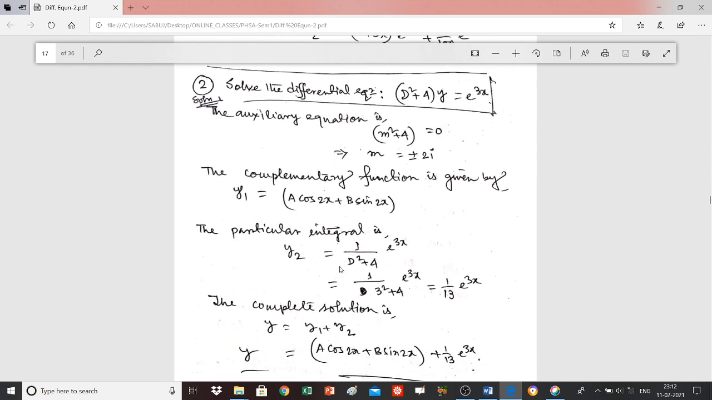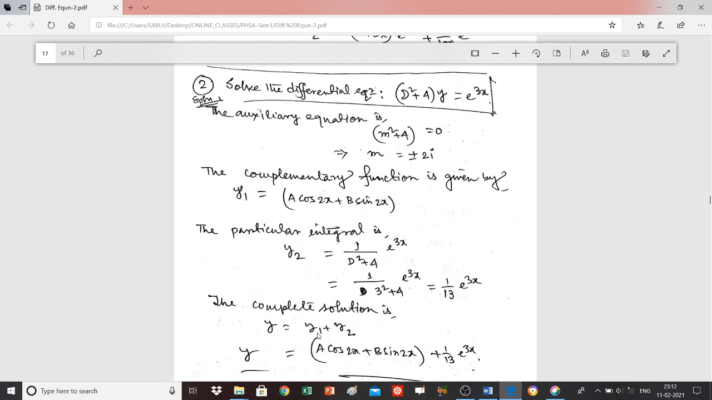And now the particular integral, you know that particular integral is calculated by the expression y2 is equal to 1 by the function D square plus 4, then into e to the 3x. Now f(D) is to be replaced by f(a), so D square should be replaced by 3 square. So 3 square plus 4, that is 1 by 13 into e to the 3x.